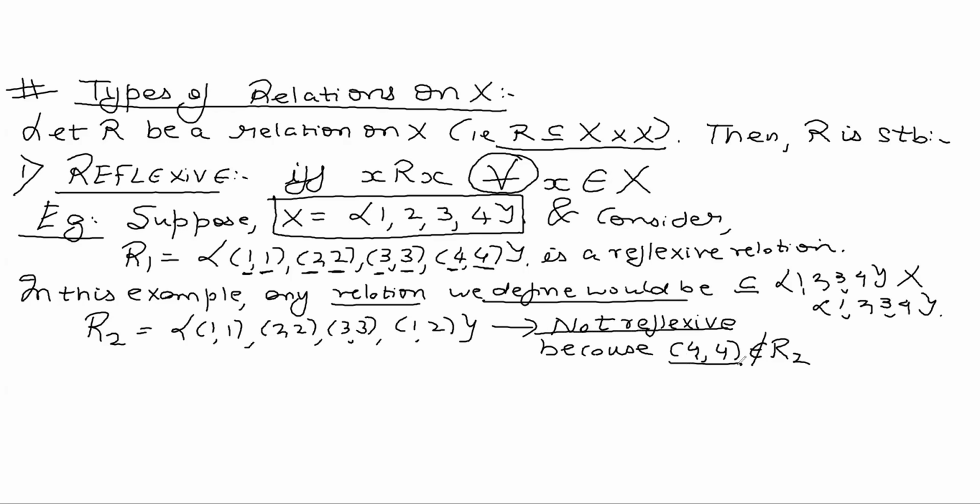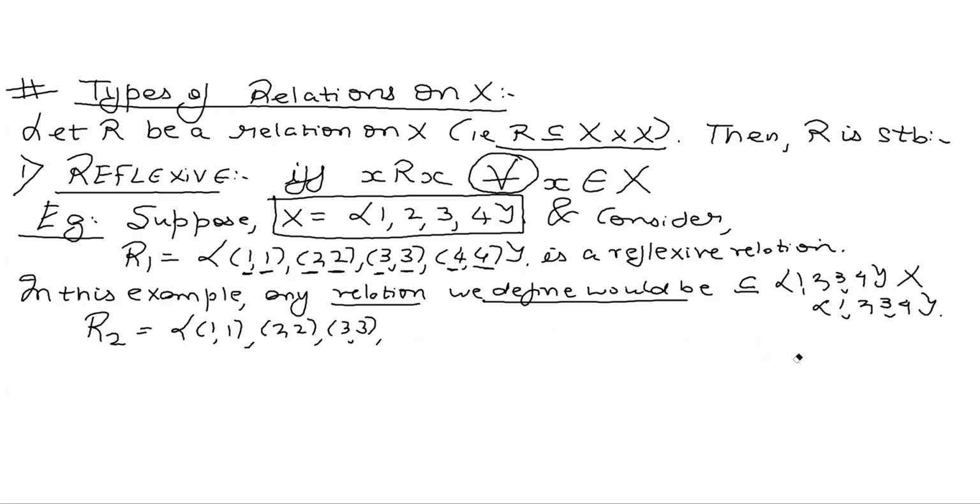But suppose I write it like this. Is this a reflexive relation? Yes, this is reflexive. Why is it reflexive? Because (1,1), (2,2), (3,3), (4,4), all of them belong to R. So this is a reflexive relation. So I hope all students have understood this.